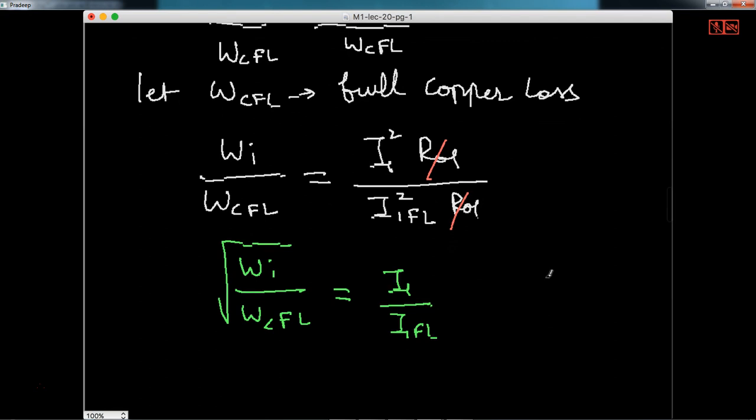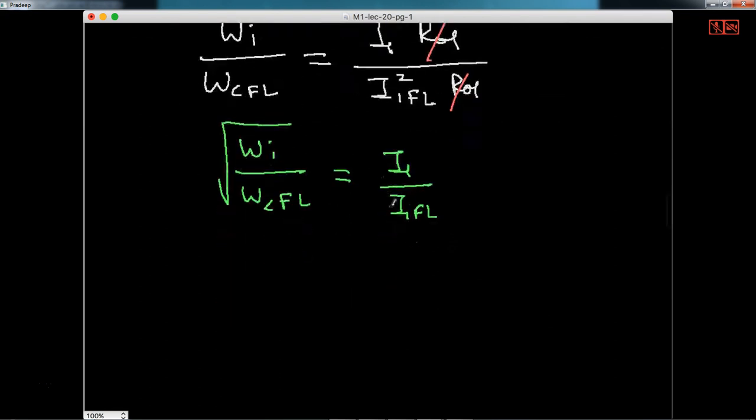Now what you can do is again multiply both sides by the full load rating. That means V1 I1 full load cos phi is equal to, so if I multiply it on both sides, let me do it like this.